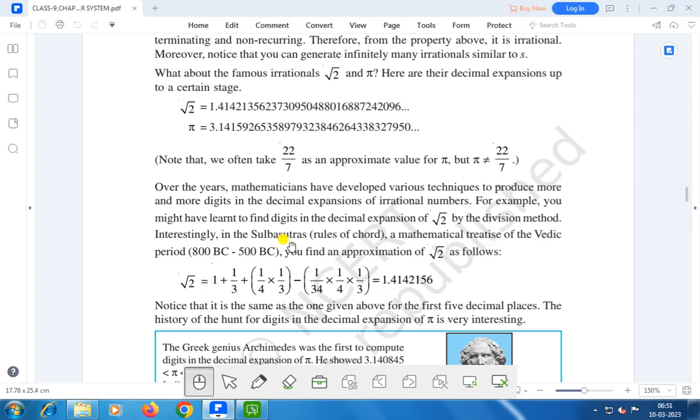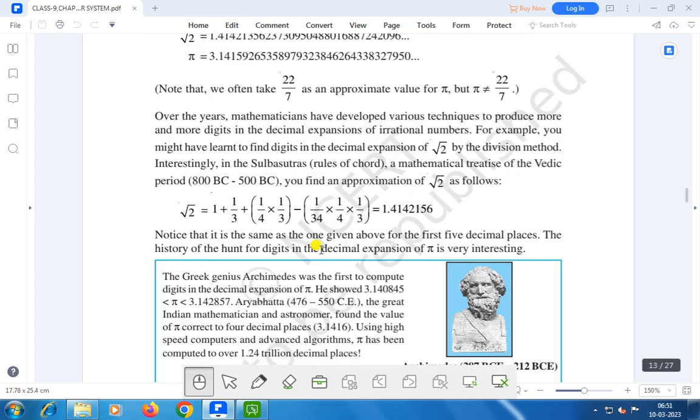Interestingly, in the Sulba Sutras, a mathematical treatise of the Vedic period, 800 BC to 500 BC, you can find the approximation of root 2 as follows. Root 2 is 1.4142156. Notice that it is the same as the one given above for the first 5 decimal places.